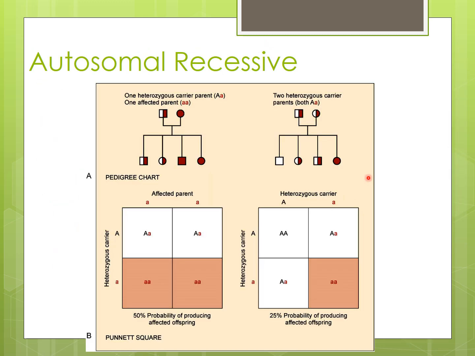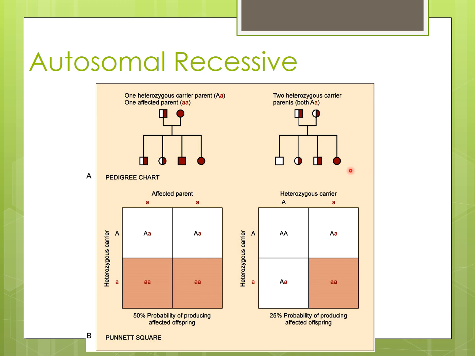So now, as we demonstrated with the autosomal dominant, I wanted to walk through and relate these pedigrees to the Punnett squares to give everybody just another way of looking at this inheritance pattern. And it also shows a good idea of the probability of the offspring being affected.